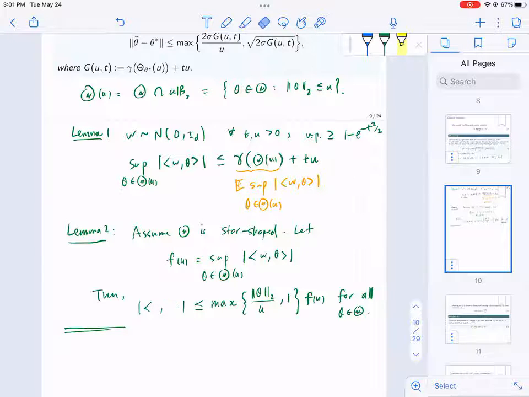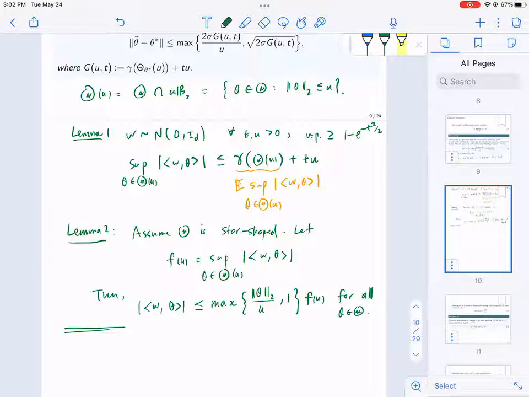The second one is a little bit strange, but it's a very nice way of saying that if I control the supremum of this function over a ball of radius u in theta, then I get to control it for all theta via this inequality. The star-shaped idea tells me that if I can control it over a neighborhood, then I can control it everywhere to some extent.